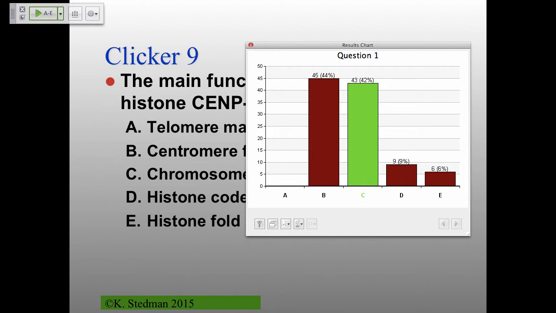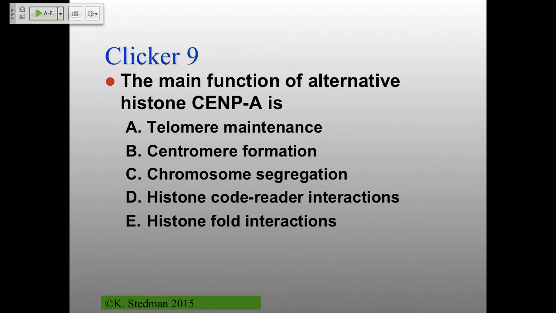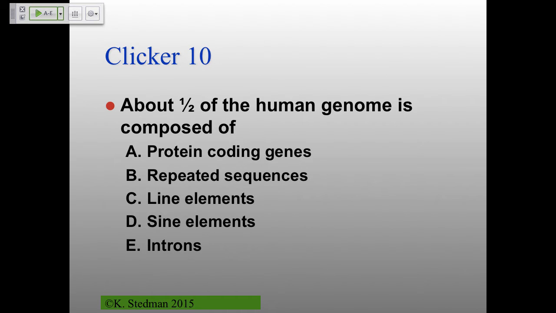So our next question here is something that I probably have beaten on far too much already, but about half of the human genome is composed of protein coding genes, repeated sequences, LINE elements, SINE elements, or introns.